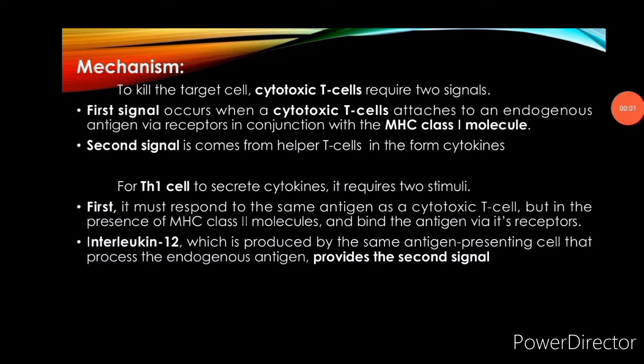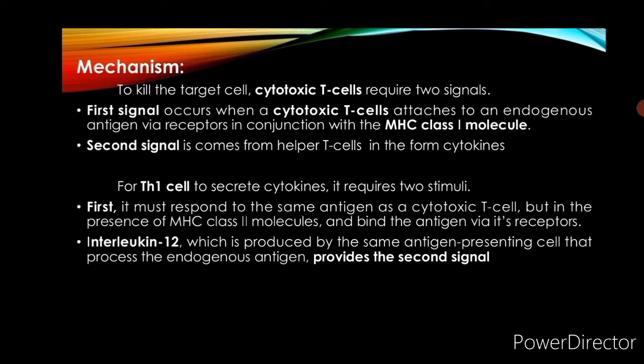Mechanism of cellular immunity. To kill the target cell, cytotoxic T cells require two signals. The first signal occurs when cytotoxic T cells attach to an endogenous antigen via receptors in conjunction with the MHC class I molecule. The second signal comes from helper T cells in the form of cytokines. And if this signal happens, of course, the target cell would be pulverized or destroyed.